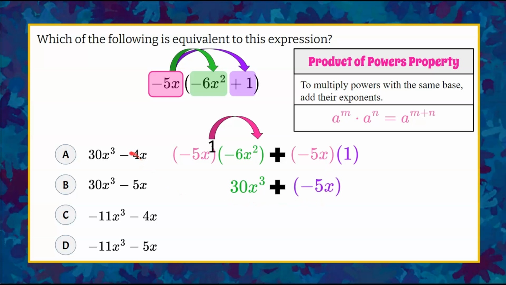Now I look at my answer choices and I can see that it's going to either be A or B, but it says subtract. So here we need to recognize that add negative 5x is the same as saying subtract 5x. So when we go to do this, we can say add the opposite. But add the opposite is the same as subtract. So 30x cubed subtract 5x is equivalent. So we are going to choose answer choice B to be our equivalent expression to this given expression.